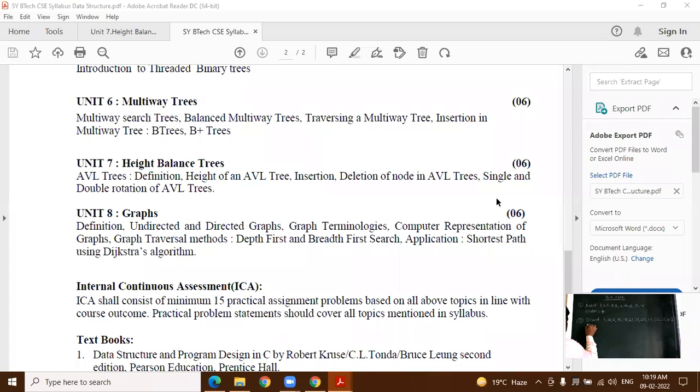Here, so order is 4. Order 4. I think 5 examples are sufficient for your today's assignment. Now in this way we have completed unit number 6, multi-way trees. Now we'll proceed further with the next unit.